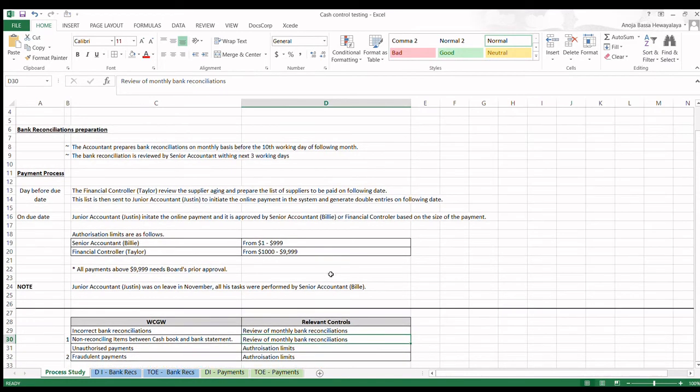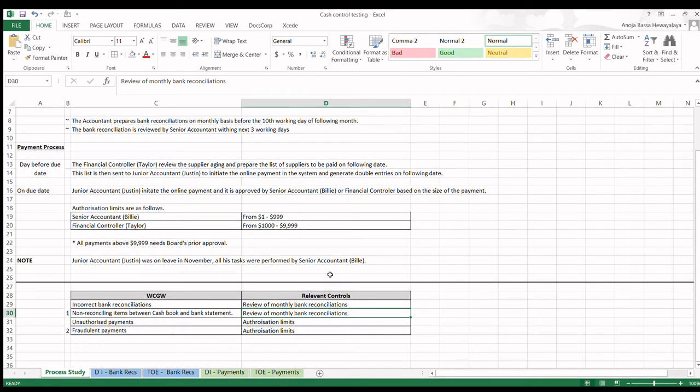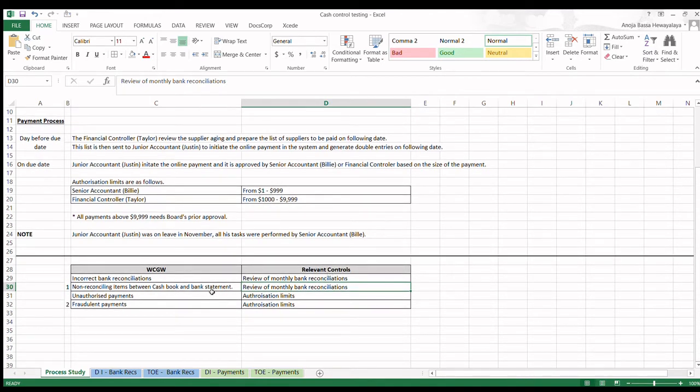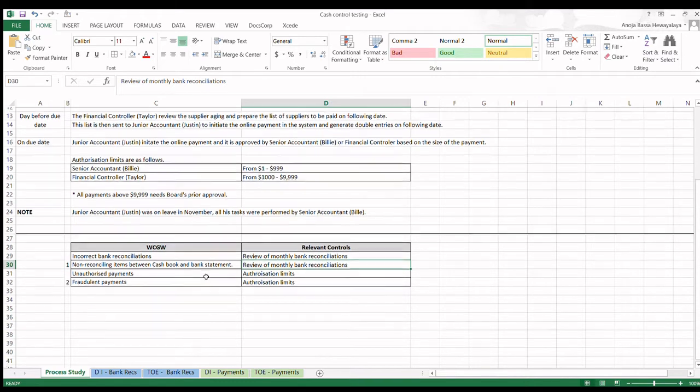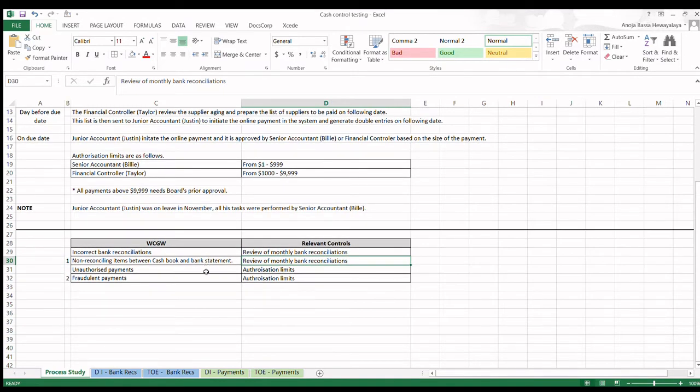Now I have a good understanding of the process of the company, and next I'm going to identify what can go wrong and relevant controls. Here I have identified 4 what can go wrongs, and we have 2 relevant controls addressing these what can go wrongs.